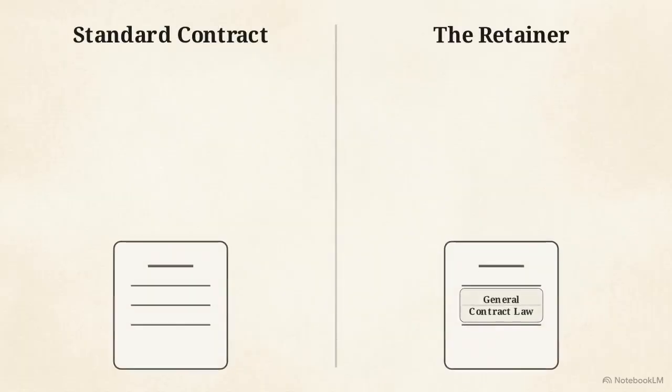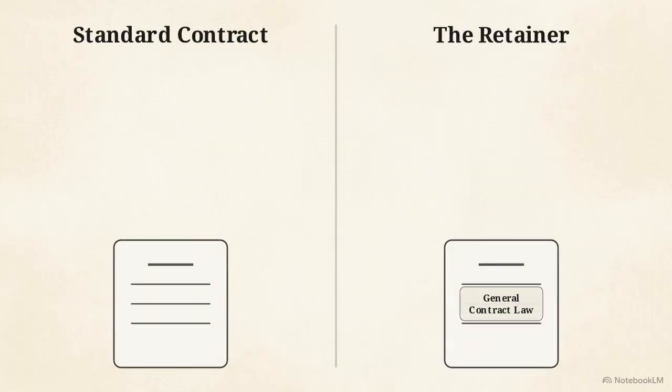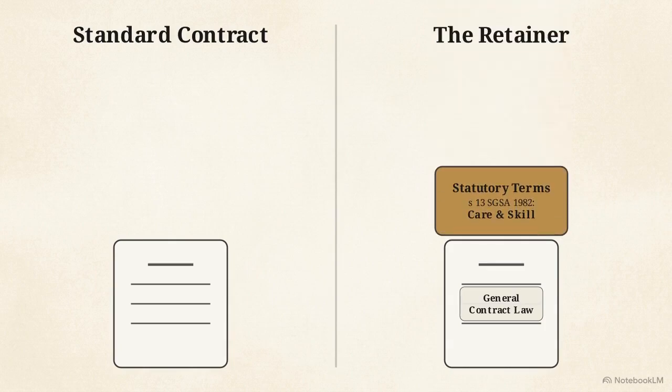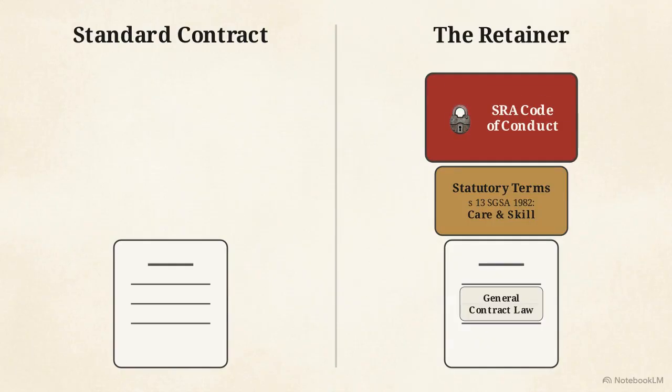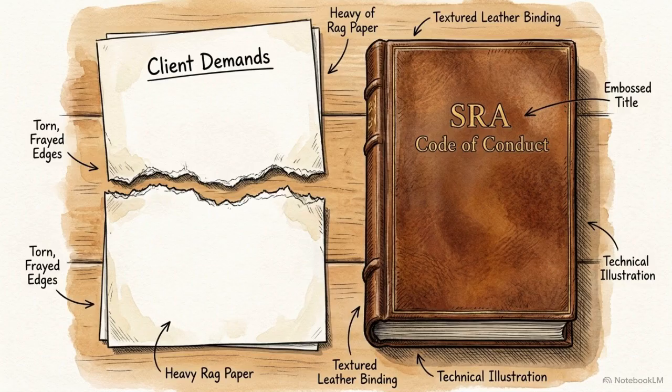Unlike standard contracts, the retainer starts with general contract law. Then, statutory implied terms drop in, like Section 13 of the 1982 Act, mandating reasonable care and skill. Finally, the SRA Code of Conduct caps the structure, strictly overriding standard freedoms. These professional conduct requirements are non-negotiable. If a client instruction conflicts with the code, the code dictates the outcome, superseding standard business practices entirely.